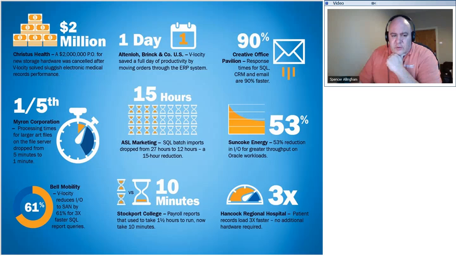This company down here on the left, the bottom left, Bell Mobility, they're a telecoms company in Canada. We reduced the I/O traffic going out to their storage by 61%, and that gave them SQL report queries that were 3 times faster. No additional hardware required. We took their existing environment that they've already paid for, they've already bought, and we made it operate as efficiently as it possibly can. And that's how we got these SQL queries that were 3 times faster.